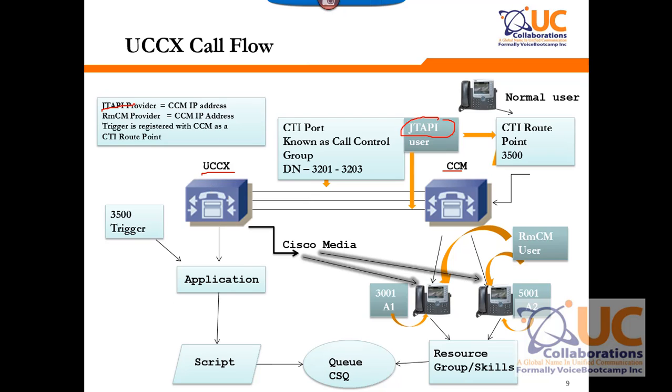Now, Contact Center Express has two main components that are very important to us: JTAPI provider and RMCM provider. In both cases, the provider is the call manager, because JTAPI is responsible for signaling communication between these two devices. RMCM is responsible for managing the agent phones. So in a JTAPI provider, you will point to the IP address of the call manager. You define a username. During the setup, Contact Center Express will go to call manager and create a username, and that username will become your JTAPI application user, which will control the communication between these two devices.